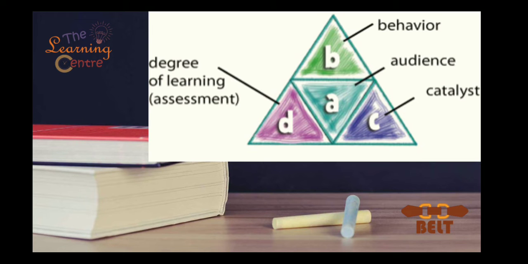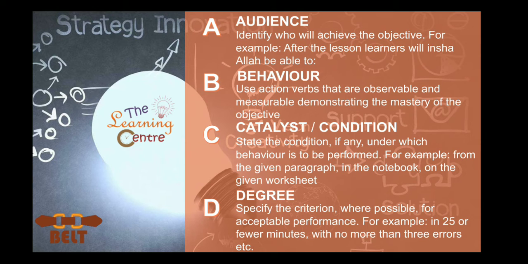Okay, now we come to writing objectives. When we write objectives, we need to take care of A, B, C, D. So what does it mean? A is the audience, and we'll see what it is in a little while. B is behavior, C is catalyst and/or condition, and D is degree of learning or assessment. Let's see what it means.